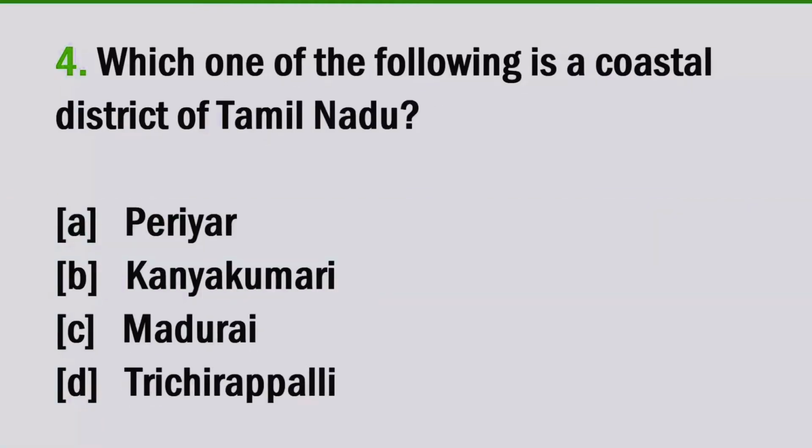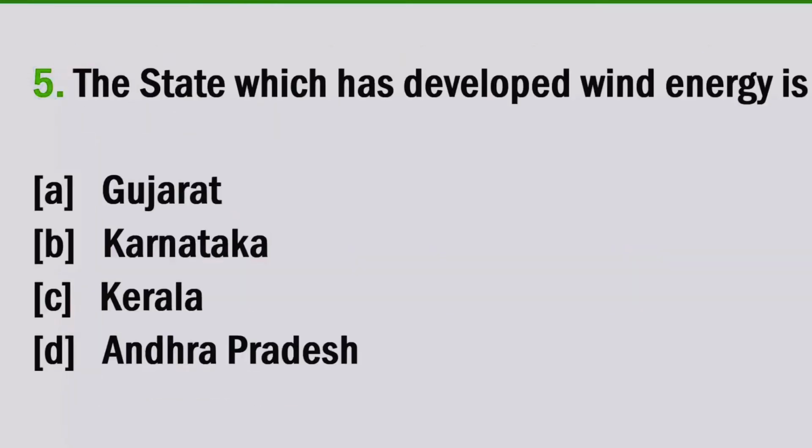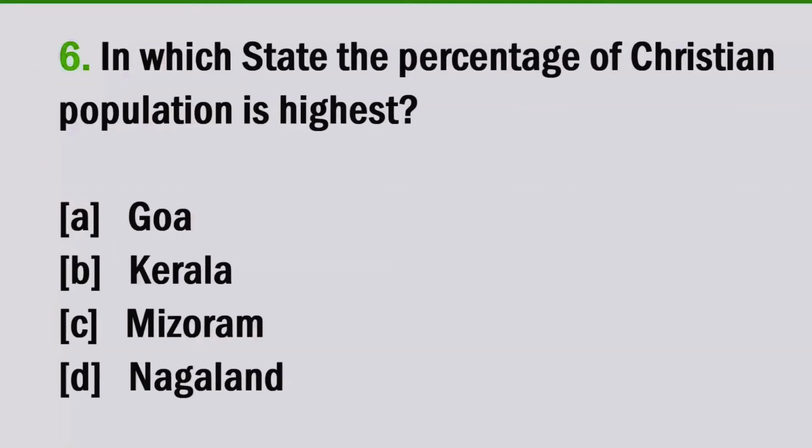Which one of the following is a coastal district of Tamil Nadu? Answer B. Kanyakumari. The state which has developed wind energy is? Answer A. Gujarat. In which state the percentage of Christian population is highest? Answer B. Kerala.